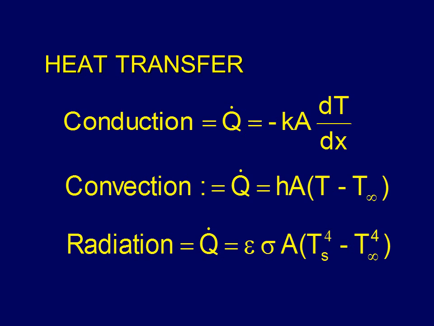This sigma is Boltzmann's constant, and it's just a number that multiplies this whole thing to give you actually the Q that's lost by radiation. So that's a net heat loss between two surfaces.